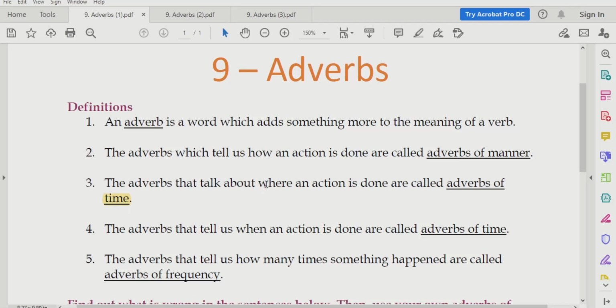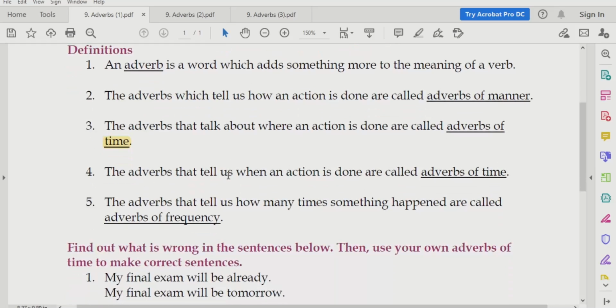The adverbs that talk about where an action is done are called adverbs of place. I repeat, adverbs of place. So you will have to make the changes over here. I've highlighted this so that you will know that this is wrong over here. The next one is the adverbs that tell us when an action is done are called adverbs of time. That means कब किया जा रहा है. Next one, the adverbs that tell us how many times something happened are called adverbs of frequency. Now in Hindi you can say कितने बार किया जा रहा है.